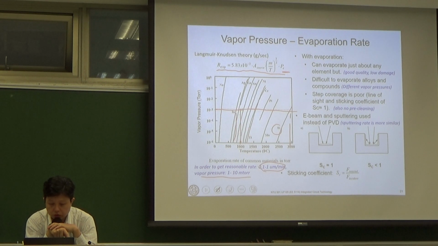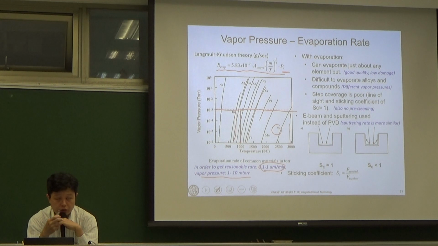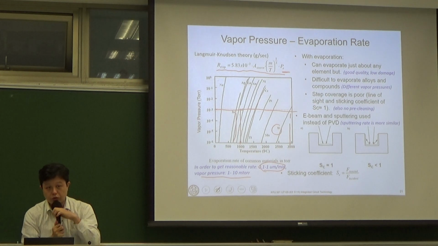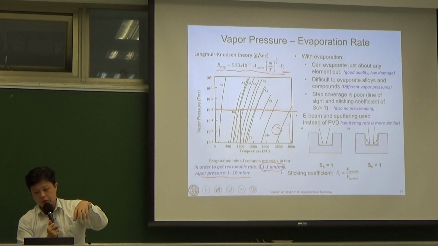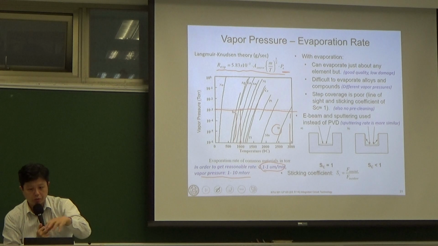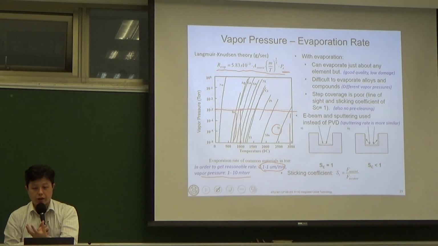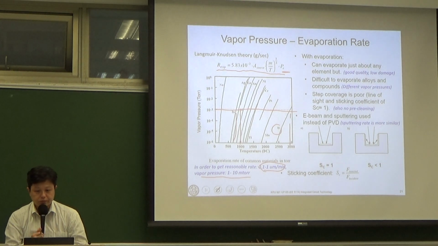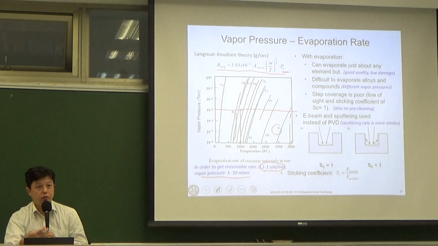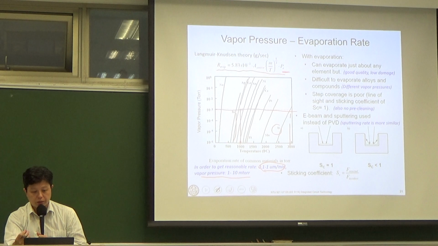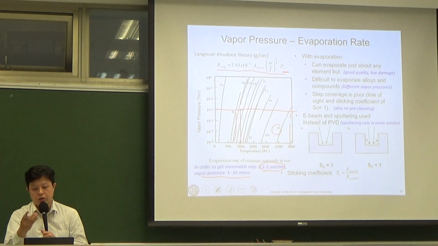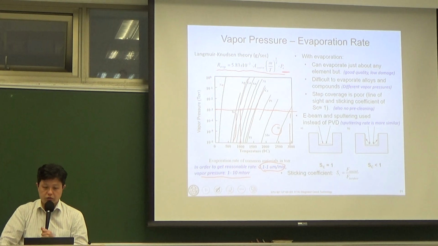Okay, so if we use evaporation, basically we can evaporate all kinds of metal we want. We can put them in different crucibles or different tungsten boats. We can heat them up, and they can co-evaporate at the same time, as long as you can reach the evaporation temperatures. You can find good holders like graphite.